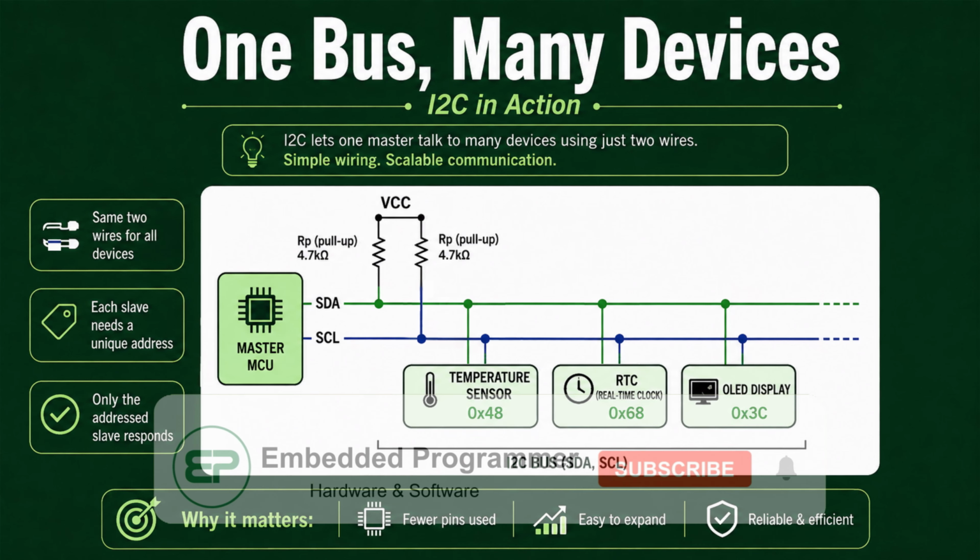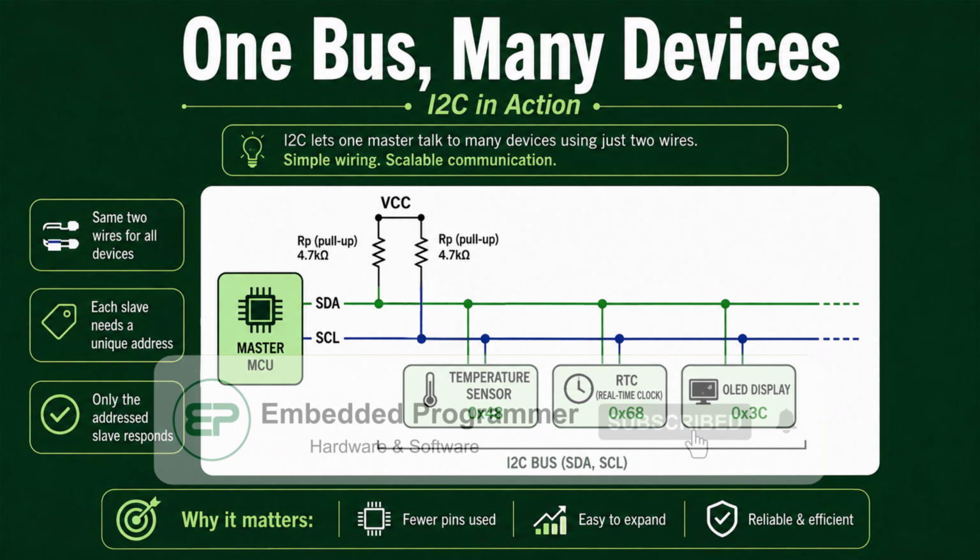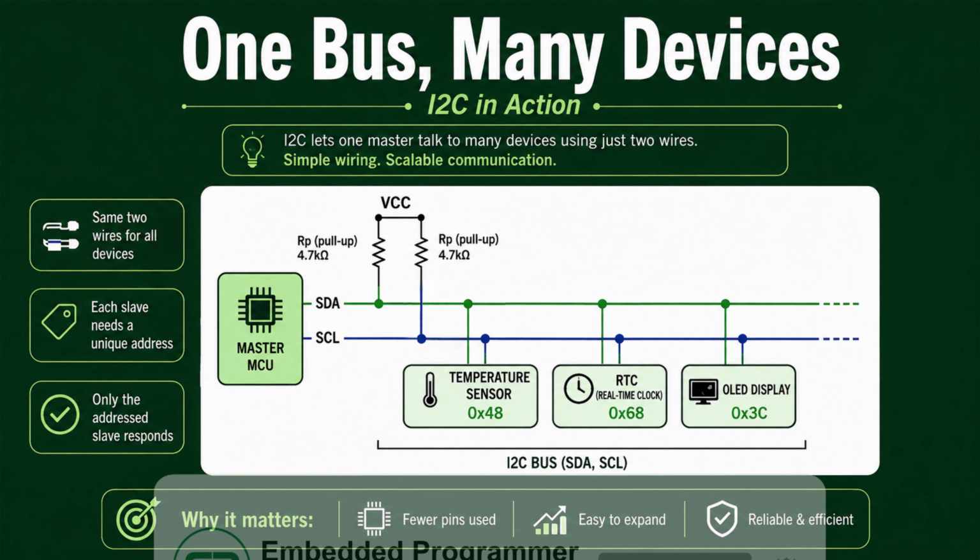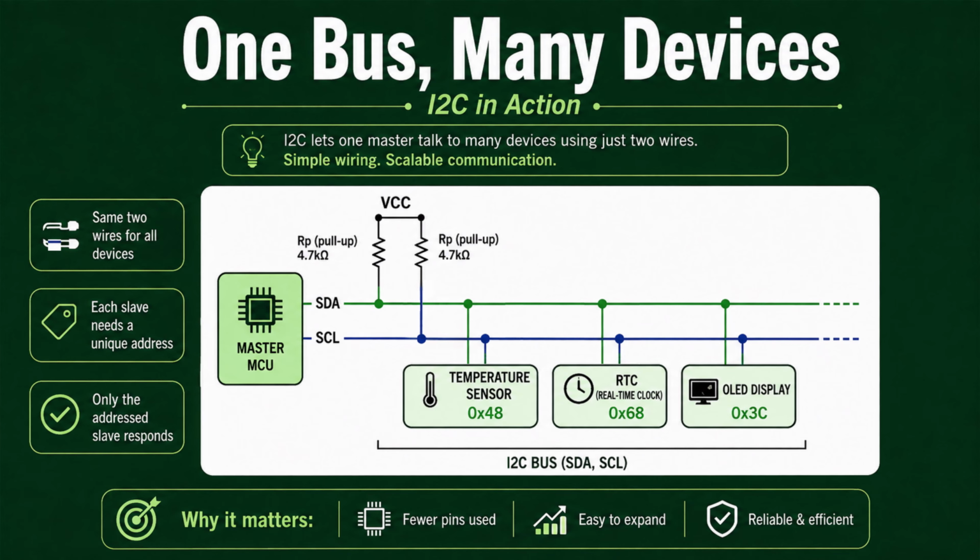One major advantage of I2C is that many peripherals can share the same two signal lines. In this example, the controller is connected to a temperature sensor at address 0x48, a real-time clock at 0x68, and an OLED display at 0x3C. All devices are connected in parallel to SDA and SCL.